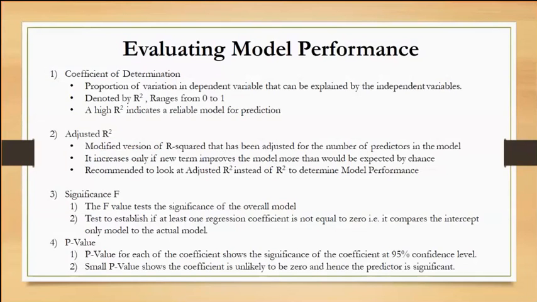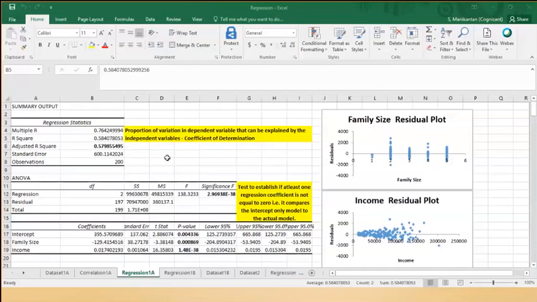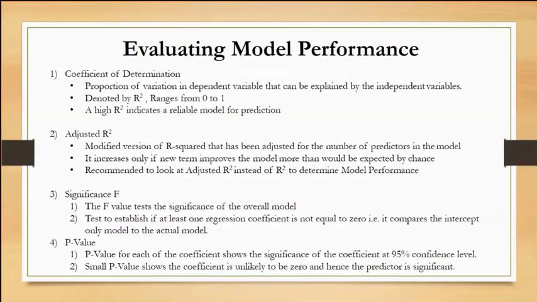It is generally recommended to look at adjusted R square instead of R square to determine model performance, specifically in cases where the number of predictors are very high. So here we are going to go with 0.579. The next one, significance F. The F value tests the significance of the overall model. So this is the same F test which we have seen earlier. Here it tests to establish if at least one regression coefficient is not equal to 0. That is, it compares the intercept only model to the actual model.